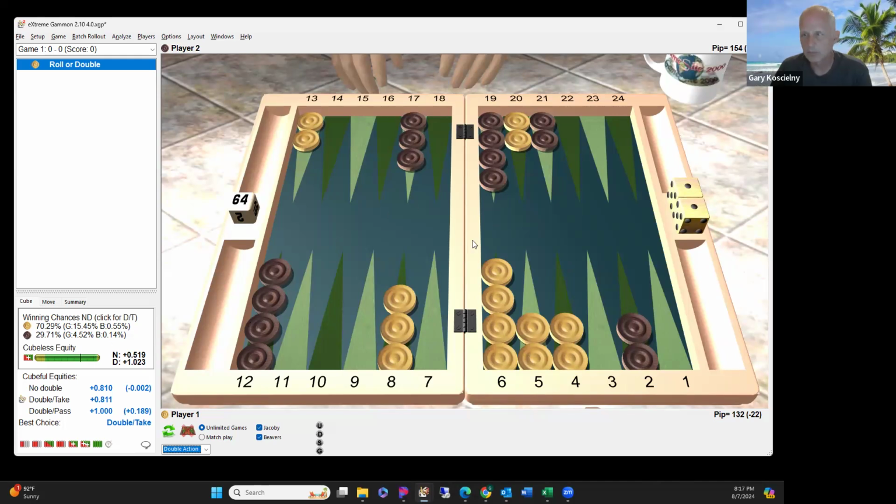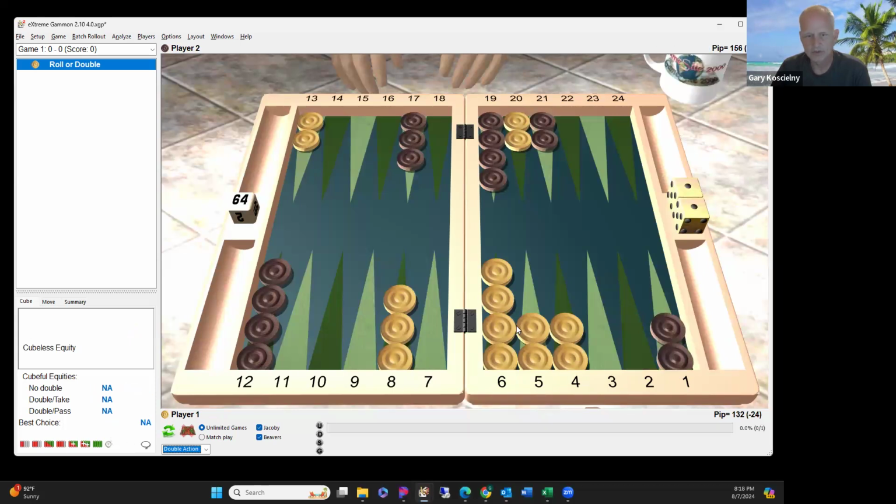So white's got the clear advantage. It's 70 and 30. But the gammons aren't that great with the anchor. So there's plenty to take it on here, even though obviously you'd rather not be black. Just wondering if we could put it on the ace point. And now it's a pass. That's interesting.